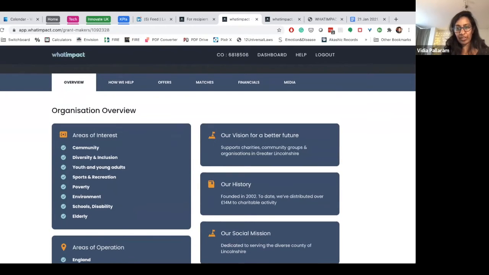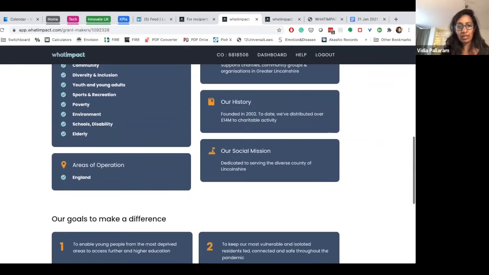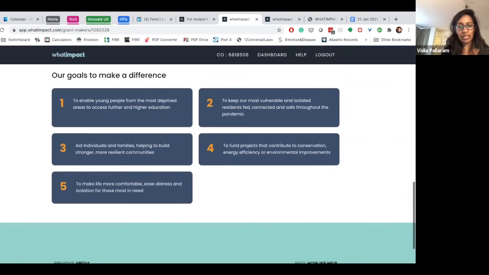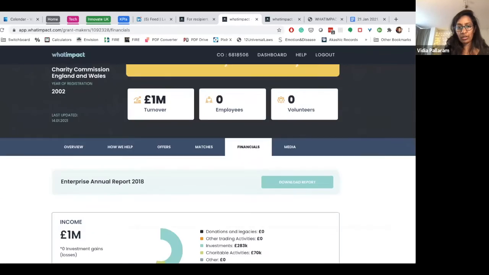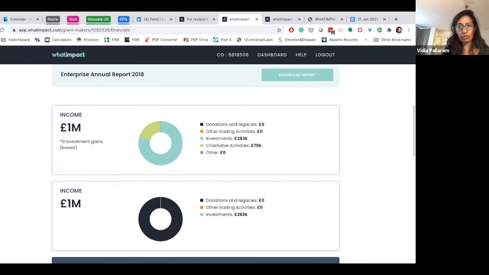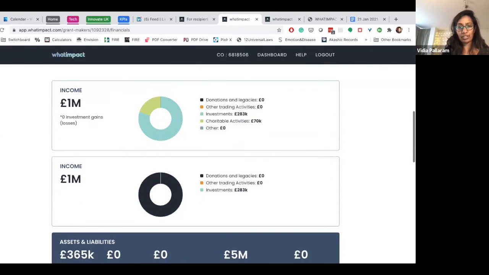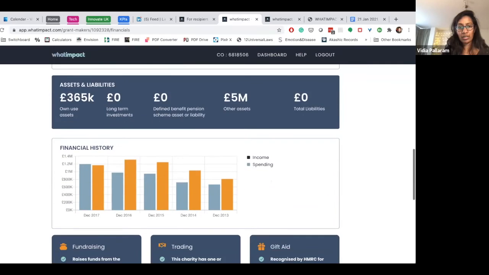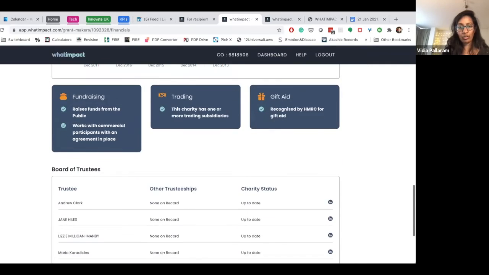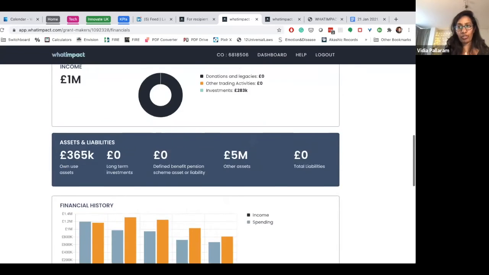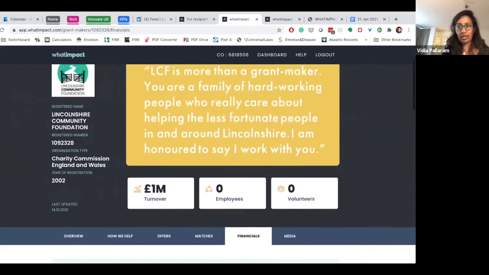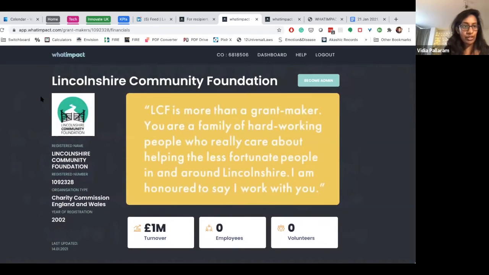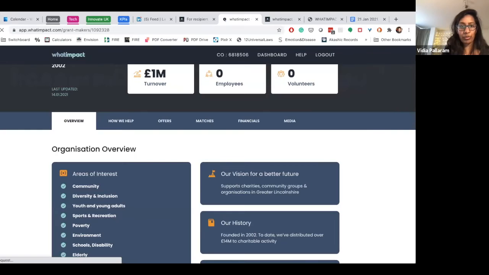So these are the areas of interest and the goals that Tiia spoke about. And Tiia also mentioned the financials. This data has been pulled from the Charities Commission, so that actually reduces the amount of work that needs to be done when completing your profile.